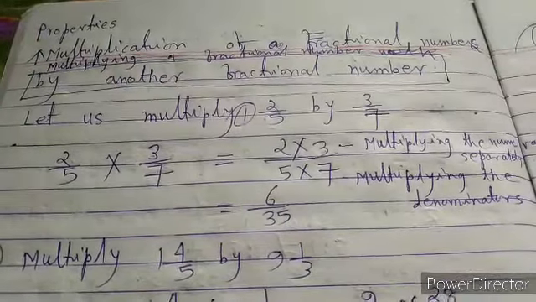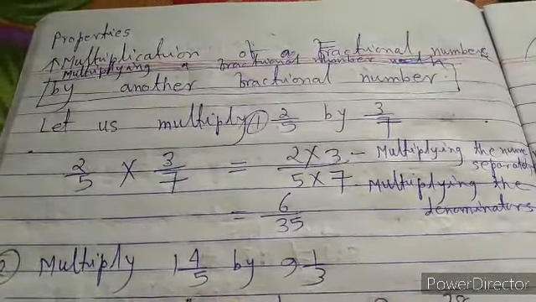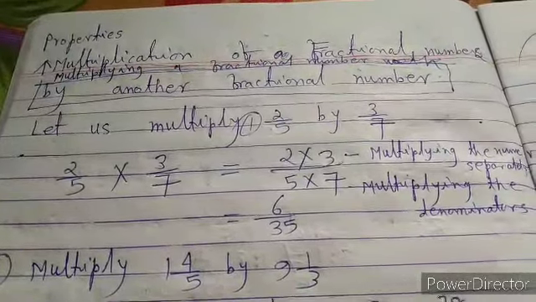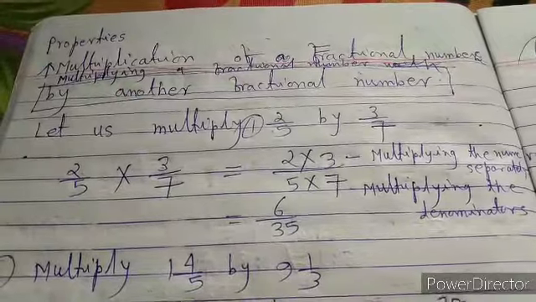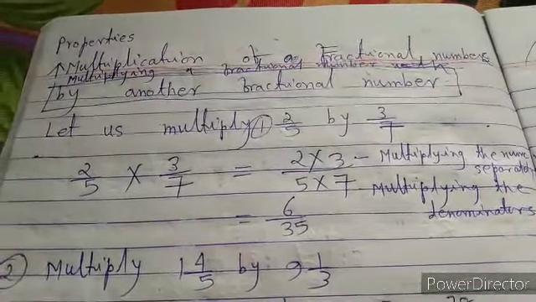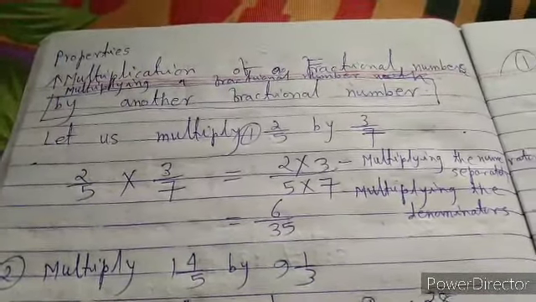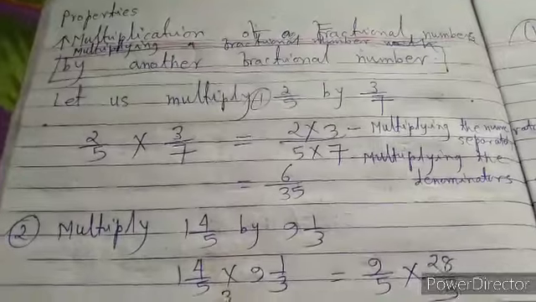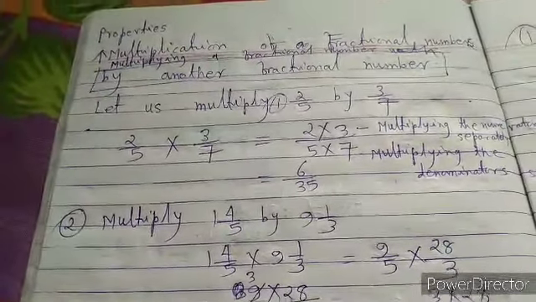Multiplying a fractional number by another fractional number. Let us multiply 2 by 5 by 3 by 7. 2 by 5 into 3 by 7 is equal to 2 into 3 by 5 into 7. We multiply the numerators and denominators separately in fractional multiplication.